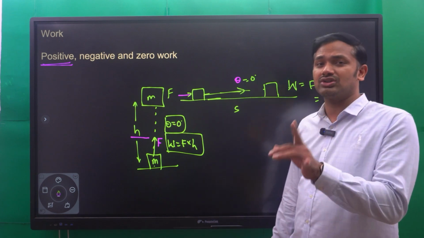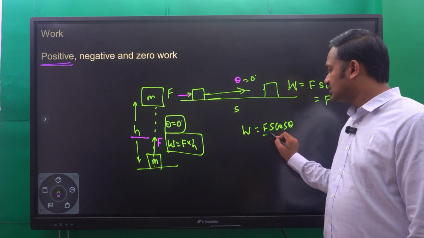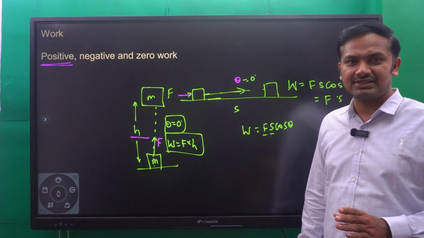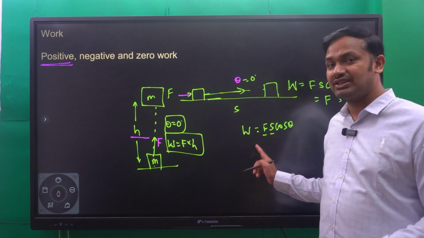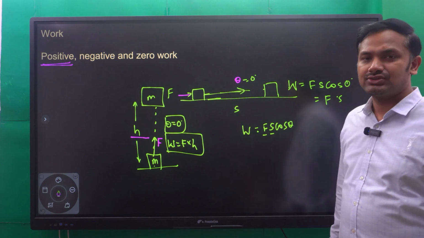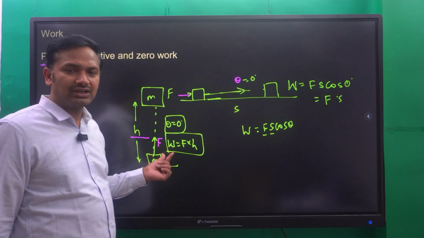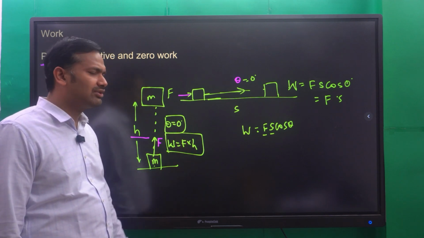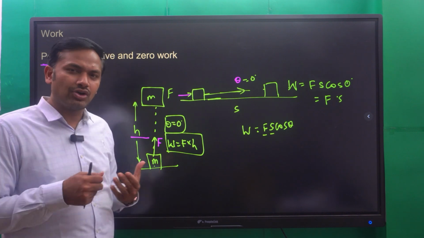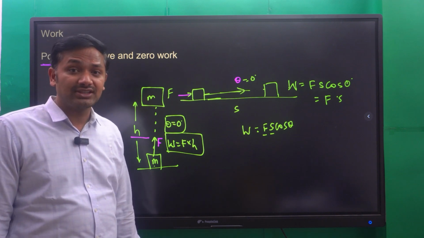When we say W is equal to Fs cos theta, what are these F and S? These are indicating the magnitudes of the vectors, not the vectors themselves. Understood? So Fs into cos theta, and cos 0 is equal to 1. So you will get work done is equal to force into displacement, here W into H. Suppose you take a horse pulling a cart, it is moving in the same direction. Work done is positive in that case.